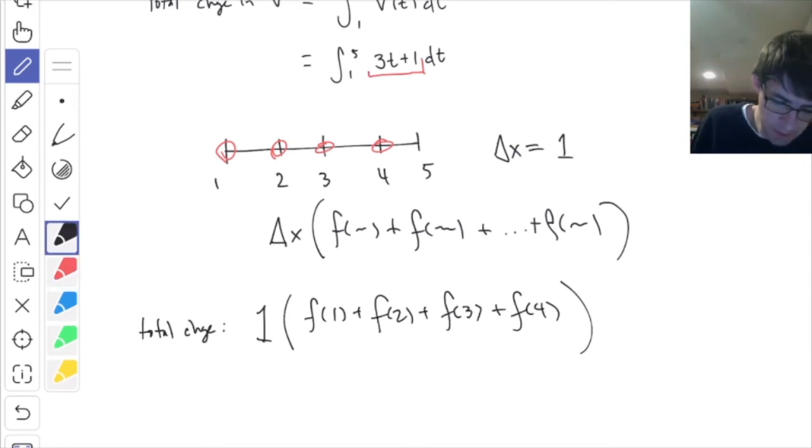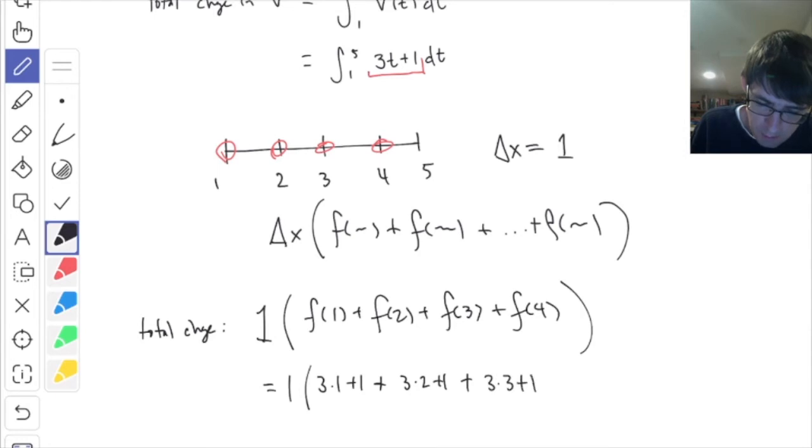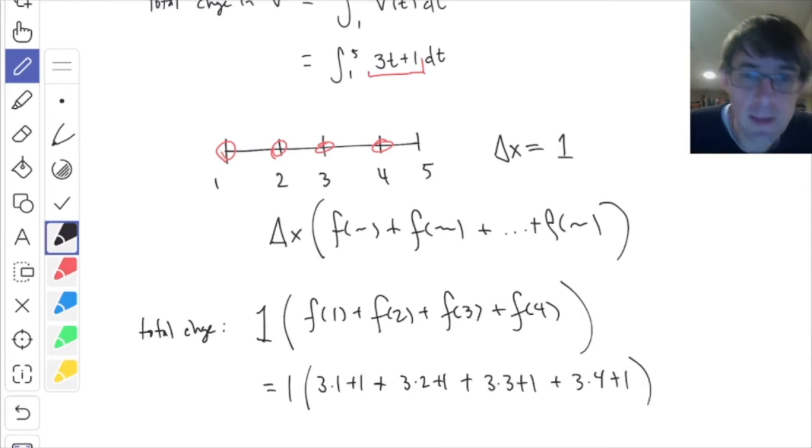So my answer is, 1 on the outside. You can leave that out if you want. It doesn't matter. F of 1 is 3 times 1 plus 1, plus f of 2 is 3 times 2 plus 1, plus f of 3, 3 times 3 plus 1, plus f of 4, 3 times 4 plus 1. And that is the answer. You can put it in your calculator if you want to. This one I suppose you could even do by hand, but it doesn't matter. All right. Are there any questions about that one?